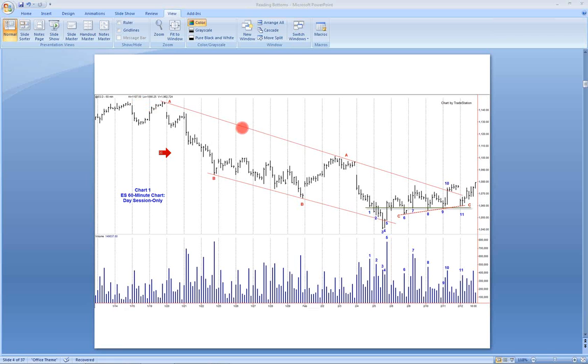Okay, so mid-January highs, we drop down. Notice we have a supply line at AA, and we have a demand line at BB, okay?